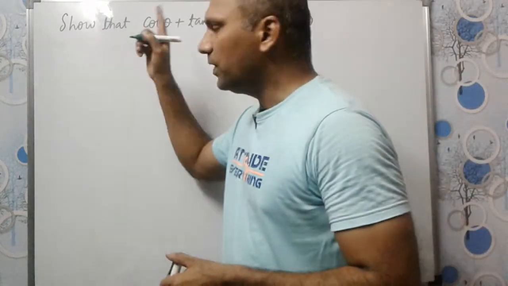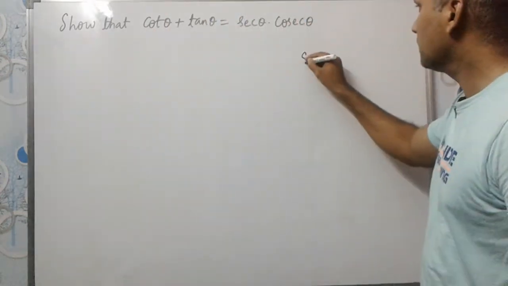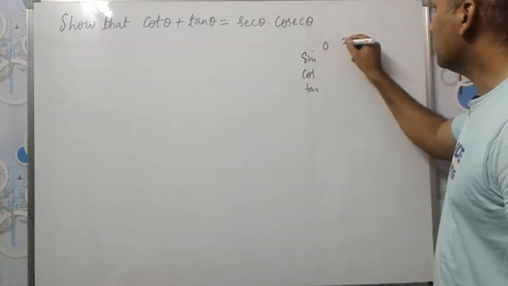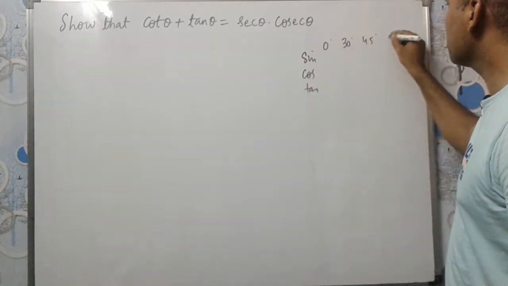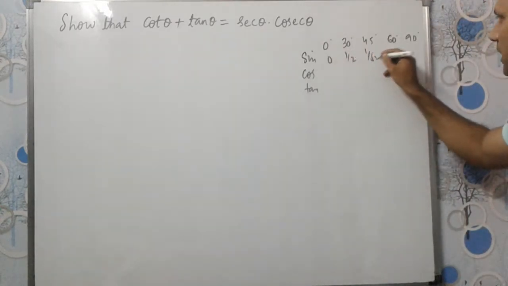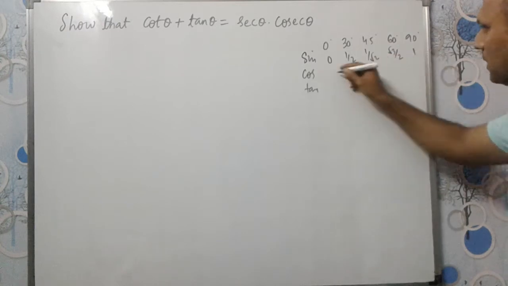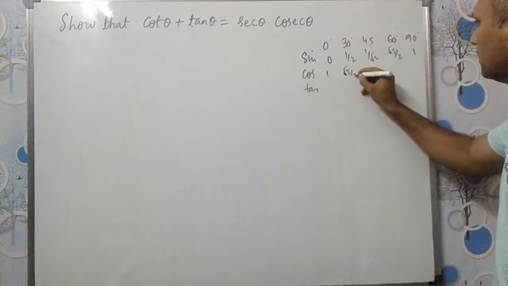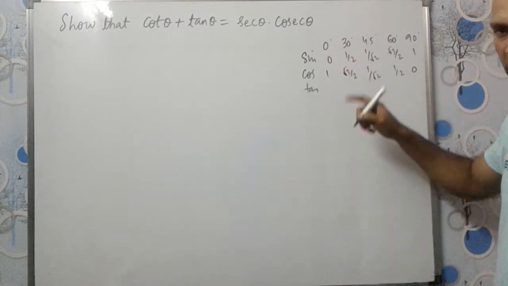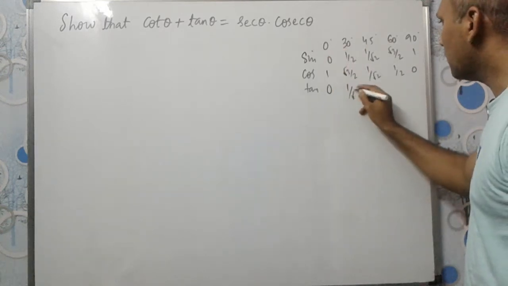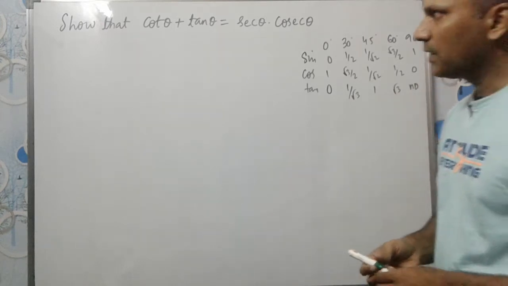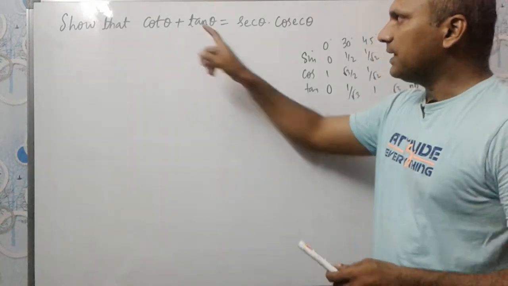See, we know the trigonometric table: sine, cos, tan, at 0 degrees, 30 degrees, 45 degrees, 60 degrees and 90 degrees. Sine is 0, 1 by 2, 1 by root 2, root 3 by 2 and 1, and cos values will be the reverse: 1, root 3 by 2, 1 by root 2, 1 by 2 and 0. Tan will be sine divided by cos. So 0, 1 by root 3, 1, root 3, and not defined.